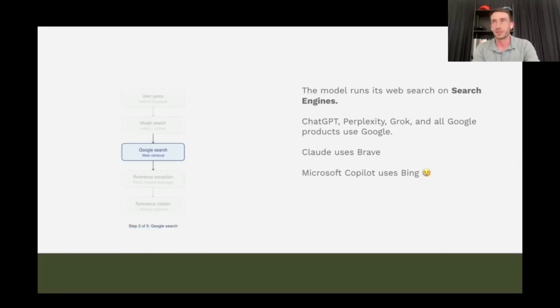Now, the next question is, when it's running these weird search queries that are totally different than what humans run, where is it running them? ChatGPT, Perplexity, Grok, and all of Google's products are actually using Google. So under the hood, you're basically asking ChatGPT a question, and then ChatGPT is writing these really weird Google searches that it goes and searches Google for and pulls back the relevant context. Claude is using Brave, and Microsoft Copilot is using Bing.